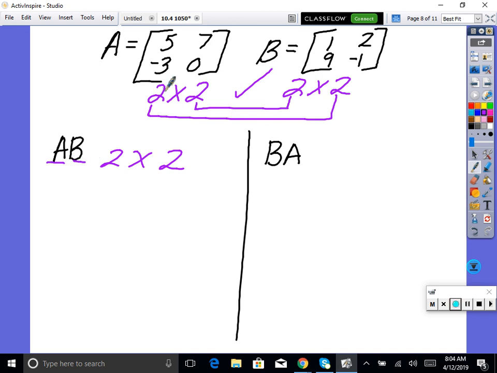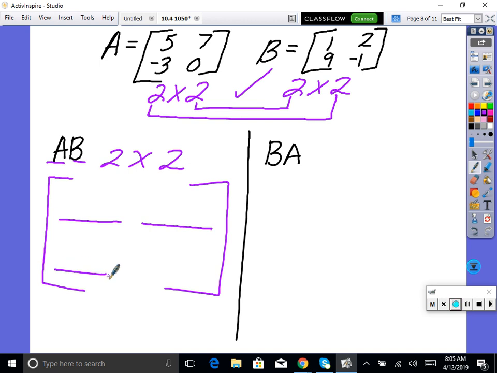So this one's good to go. Now I'm going to draw in once again my purple box here, and then I have a bunch of blanks in here. I draw them in for myself, and it keeps my brain straight. All right, let's see. This is the first row, first column. Do you guys see how I make myself note? So we would do 5 times 1 plus 7 times 9. 63 plus 5, 68.